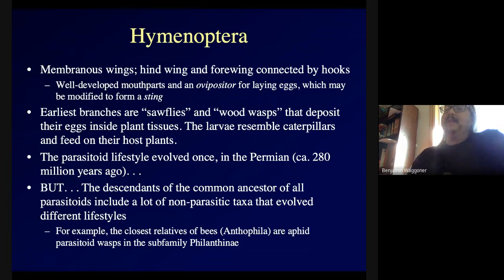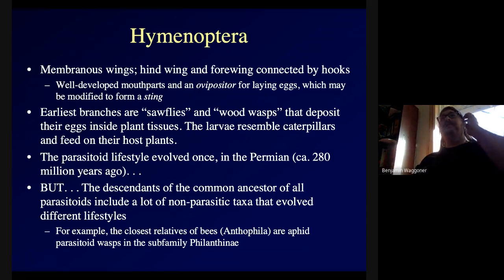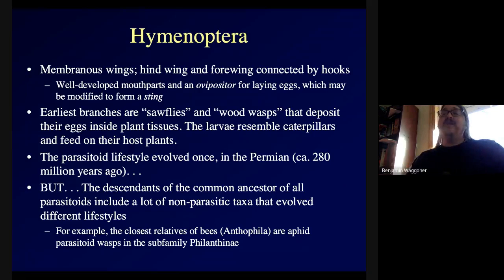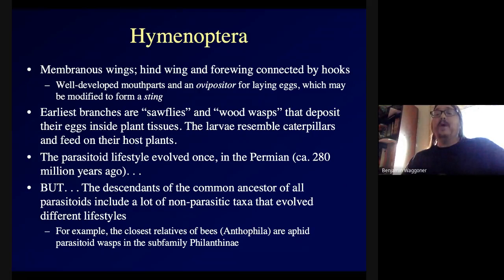The closest relatives of bees, for example, that includes honeybees, but there's something on the order of 20,000 species of bees, many of them solitary. If anybody knows our former grad student, Coleman Little, he did a great master's project on wild bees. Many more species than just the honeybees and carpenter bees you might know. Anyway, their closest relatives are parasitoid wasps that prey on aphids in a family called the Philanthinae.